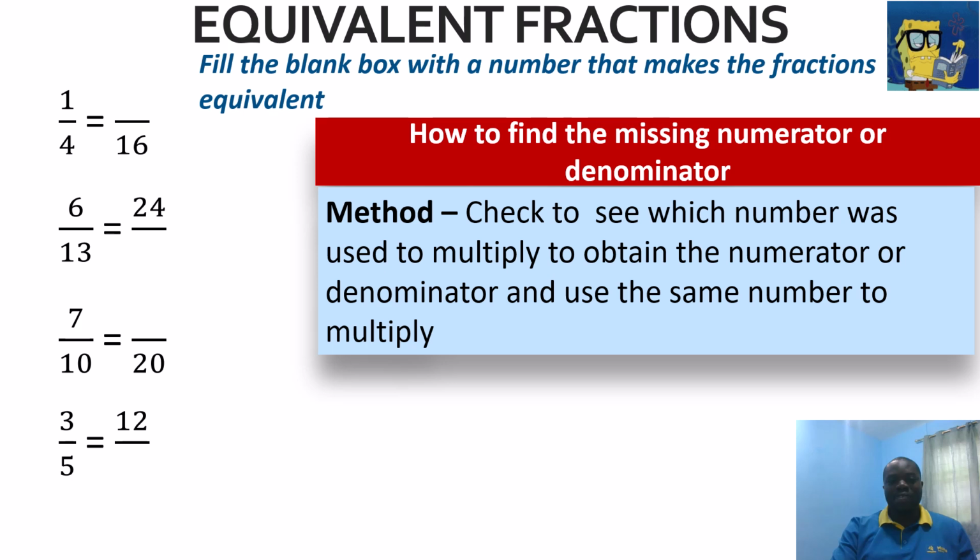Now, we can be given a scenario where we need to fill the blank box with a number that makes the fractions equivalent. The first question says 1 out of 4 is equal to box out of 16.